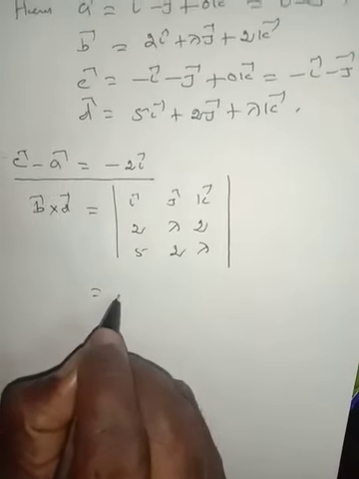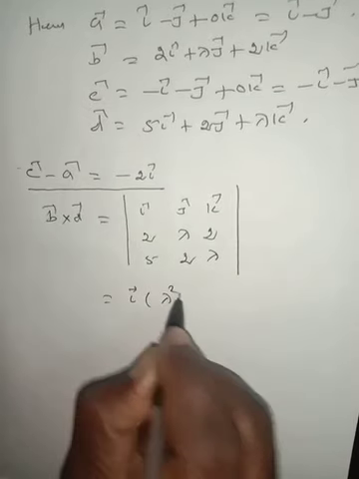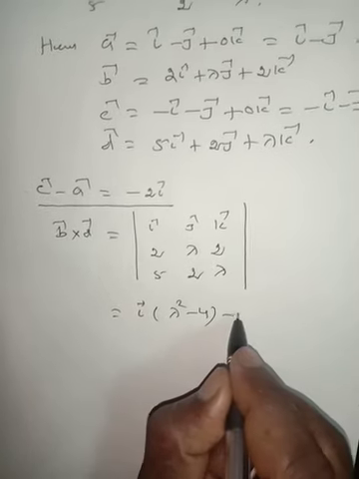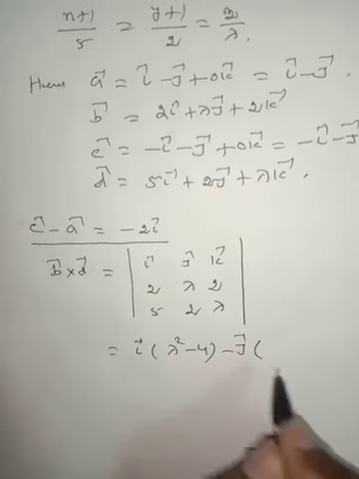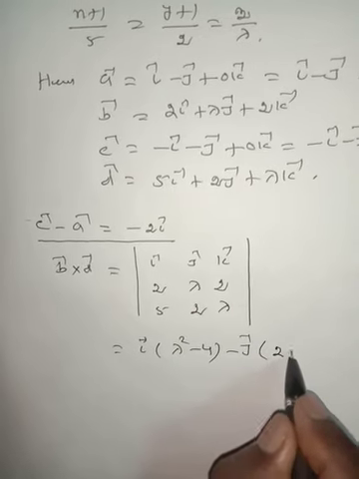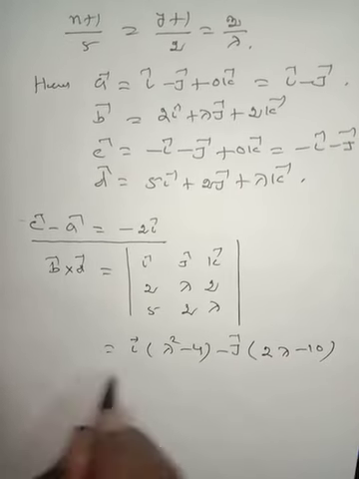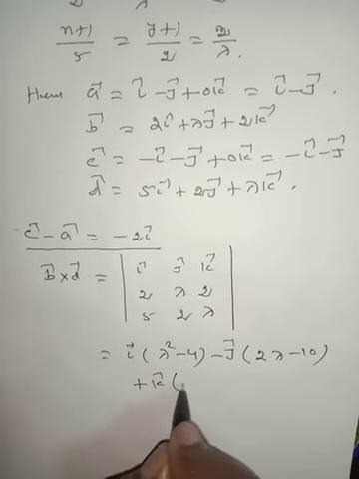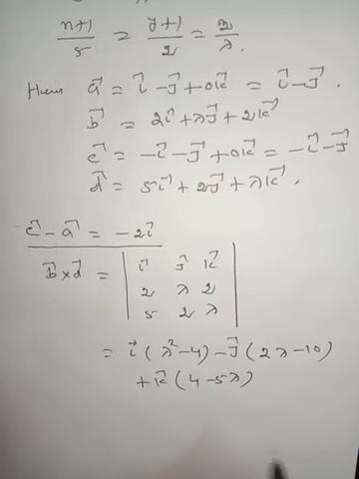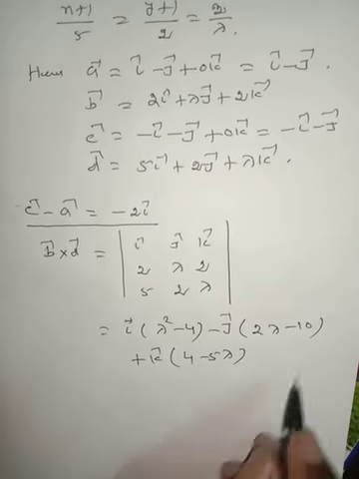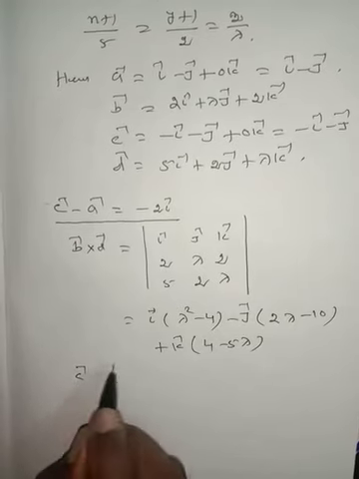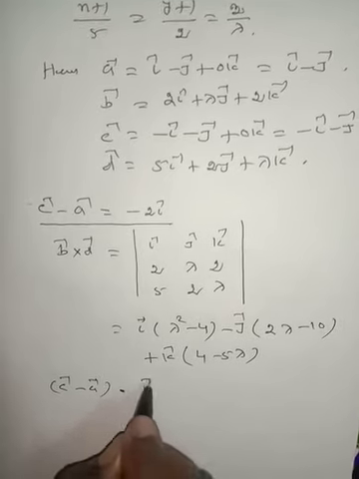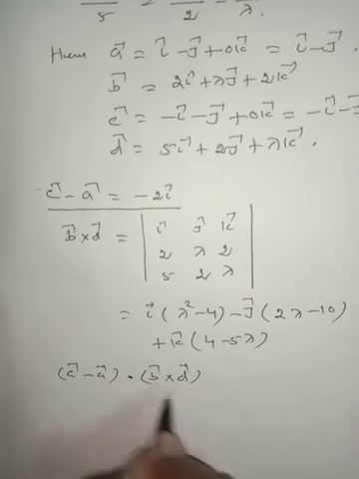Expanding this, i vector of lambda square minus 4, minus j vector of 2 lambda minus 10, plus k vector of 4 minus 5 lambda. Now (c vector minus a vector) dot product of (b vector cross d vector) is equal to 0.